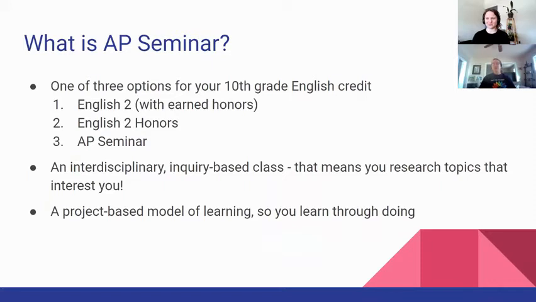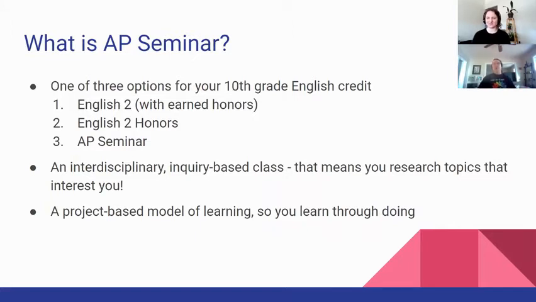And there actually are three choices next year. One of them is English 2 with earned honors. One of them is English 2 honors. And the other class that you can take is our class, AP Seminar. And AP Seminar is an interdisciplinary inquiry-based class. And essentially what that means is you research topics that interest you.